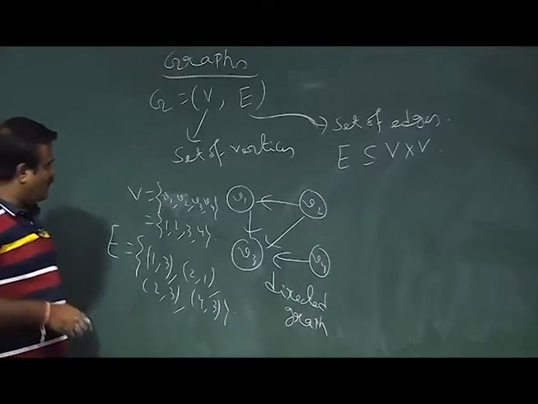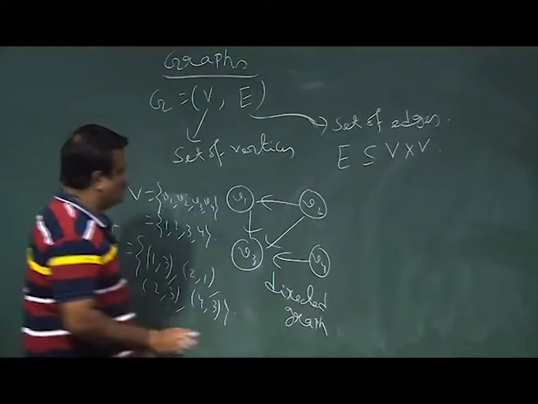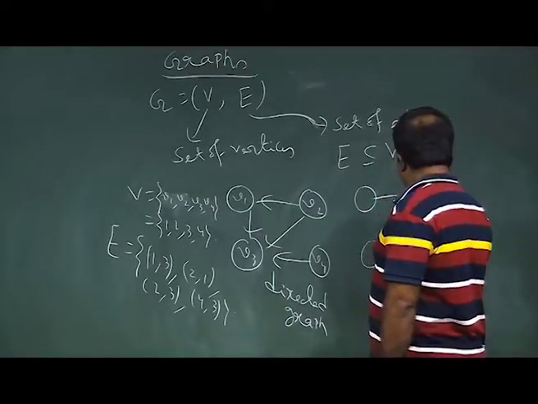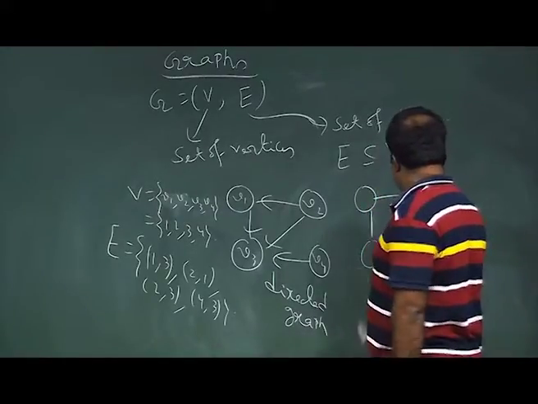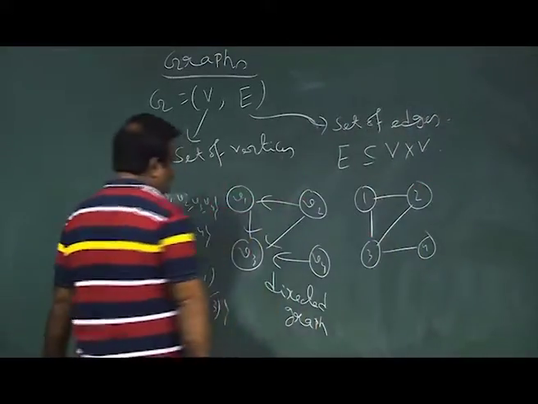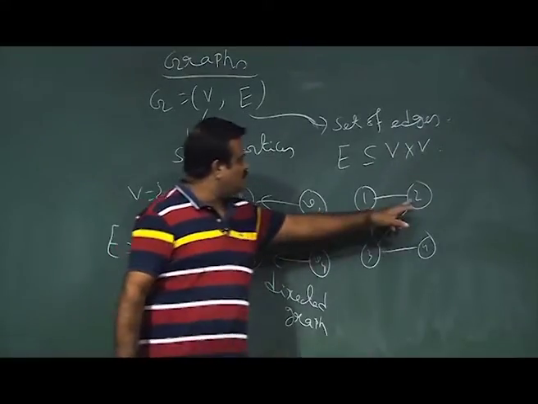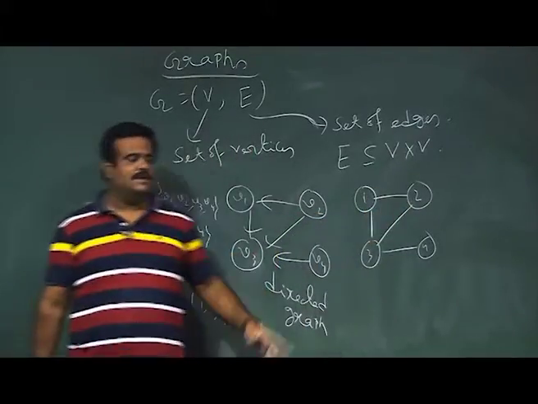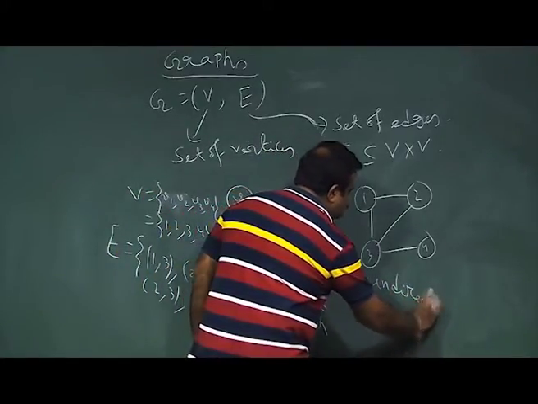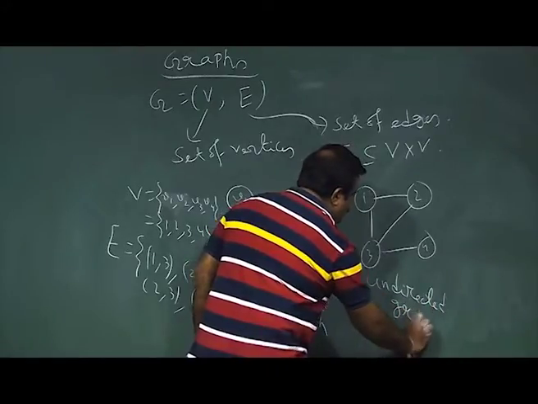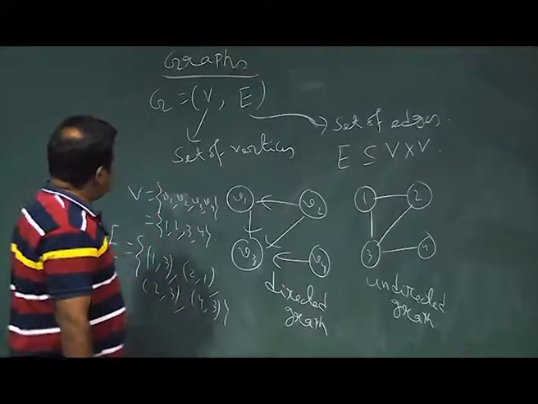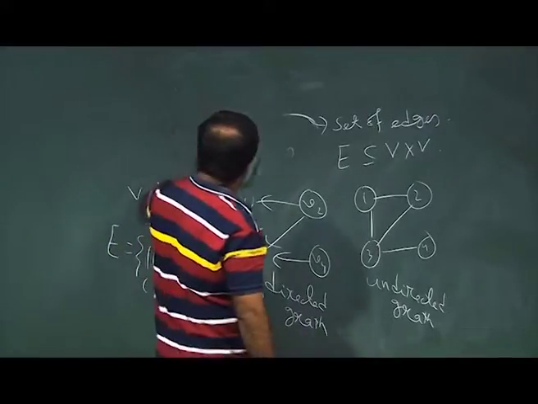Now, for an undirected graph, we do not have the direction. So suppose this is a graph with V1, V2, V3, V4, and these are the edges. For an undirected graph, if 1, 2 is an edge, then 2, 1 is also an edge. So this is an undirected graph, and the earlier one is a directed graph. Okay.